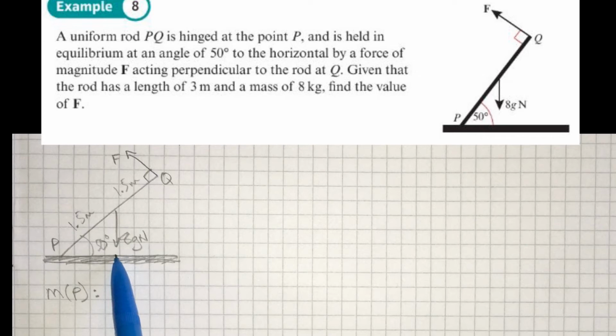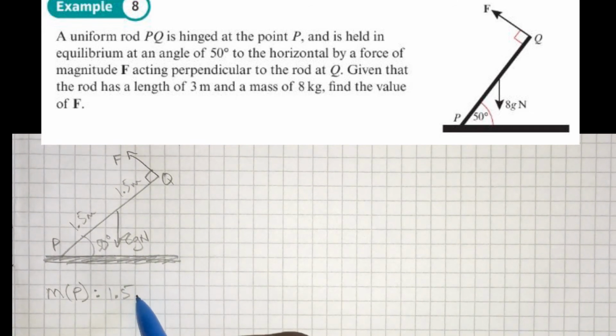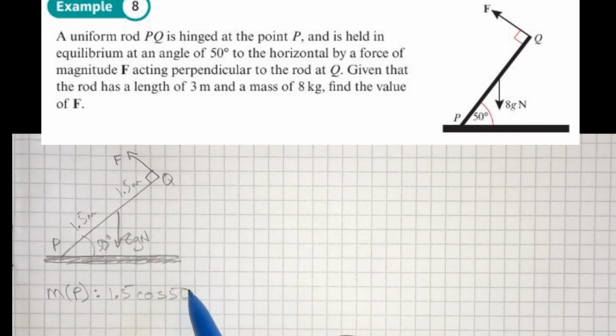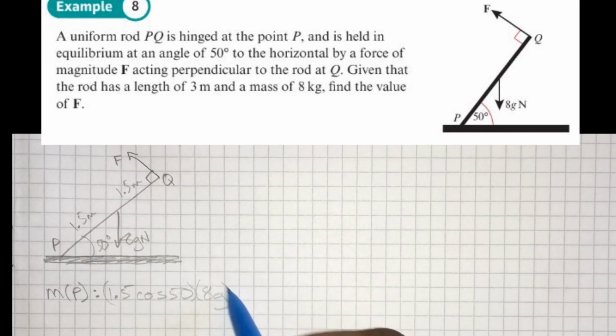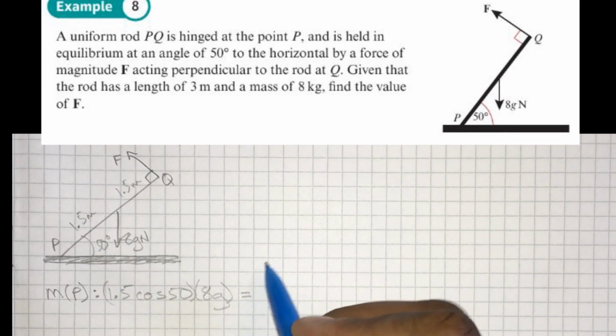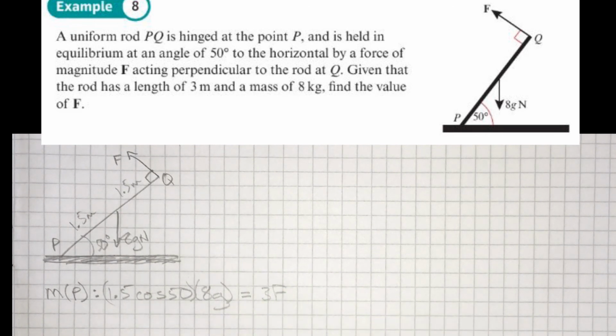So I want the perpendicular distance to the line of action for the force that is the weight. We've looked at that a few times now. That perpendicular distance is going to be the hypotenuse multiplied by cosine 50. So 1.5 multiplied by cosine 50 is going to be the distance, and then multiply that by the 8g to get the moment. Okay, so that's our clockwise moment, and that should equal the anti-clockwise, which is a bit easier to calculate.